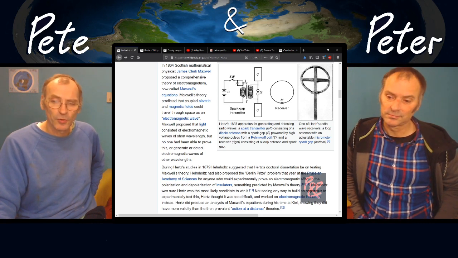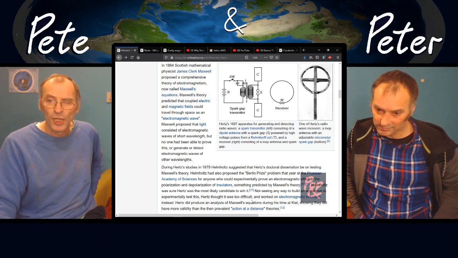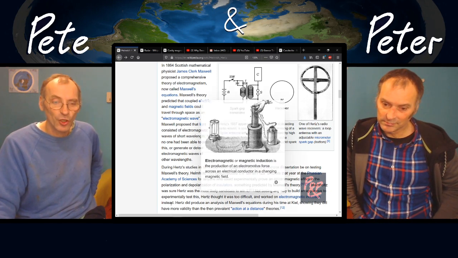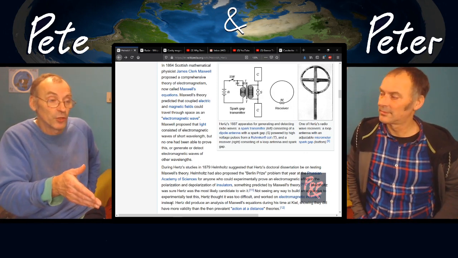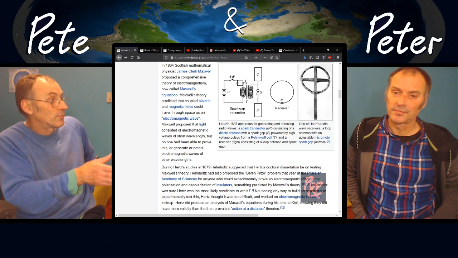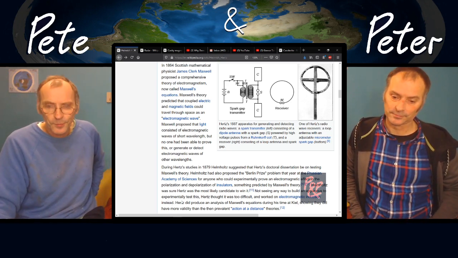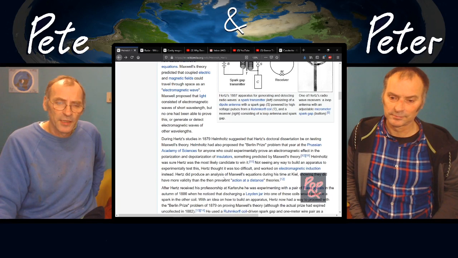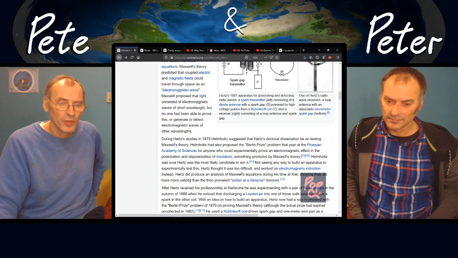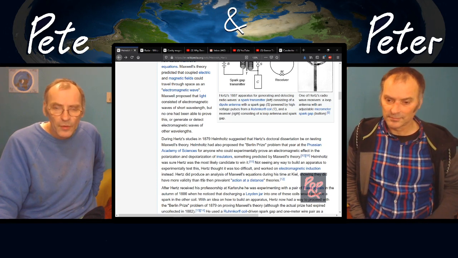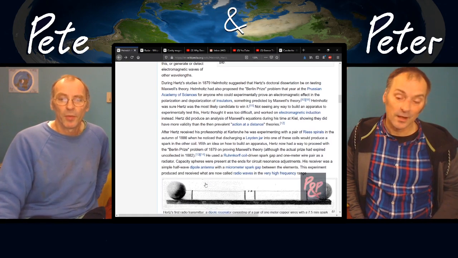Not seeing any way to build an apparatus to experimentally test this, Hertz thought it was too difficult and worked on electromagnetic induction instead. So obviously he changed direction. So he didn't do what the guy suggested. But Hertz did produce an analysis of Maxwell's equations during this time at Kiel, showing that they have more validity than the then prevalent action at a distance theories.